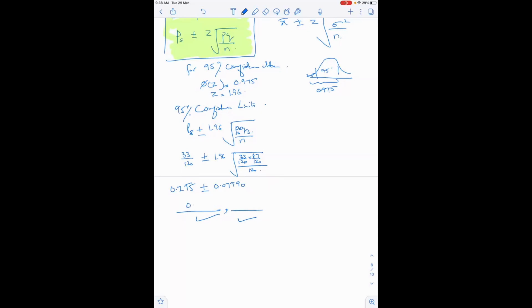This is 0.1951. Okay, and this will be 0.275 plus 0.07990, which is 0.3549. So three significant figures. If you want to give the answer, then it should be 0.195, 0.355.